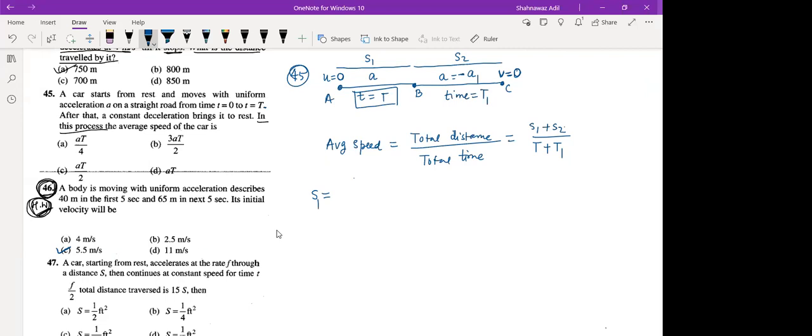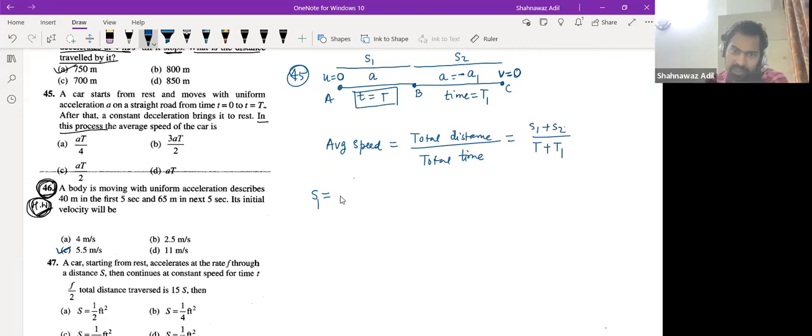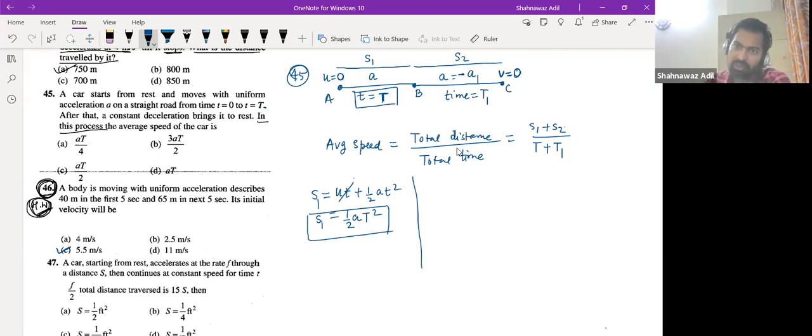We'll use UT plus half AT square. Absolutely right. So UT plus half AT square. U is 0, so this part is cancelled. Half, acceleration is A, and T is how much? This bigger T, capital T. So T square. So this is our S1. Now remember to calculate from B to C, we have to calculate S2.